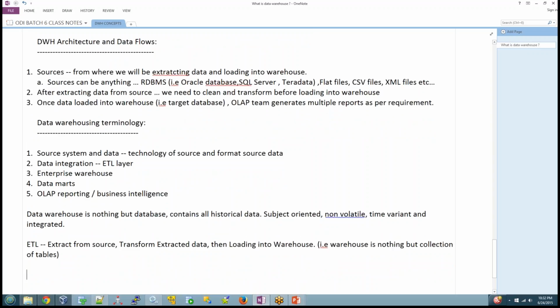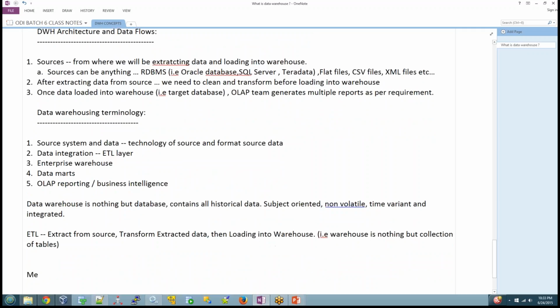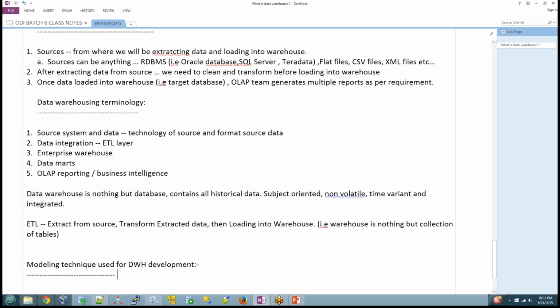So what is the technique? We need to design the tables for loading the data. How are we going to design the data warehousing tables? We need a method, a modeling technique. We cannot create tables blindly. We need to follow some kind of methodology, a modeling technique used for data warehousing development.